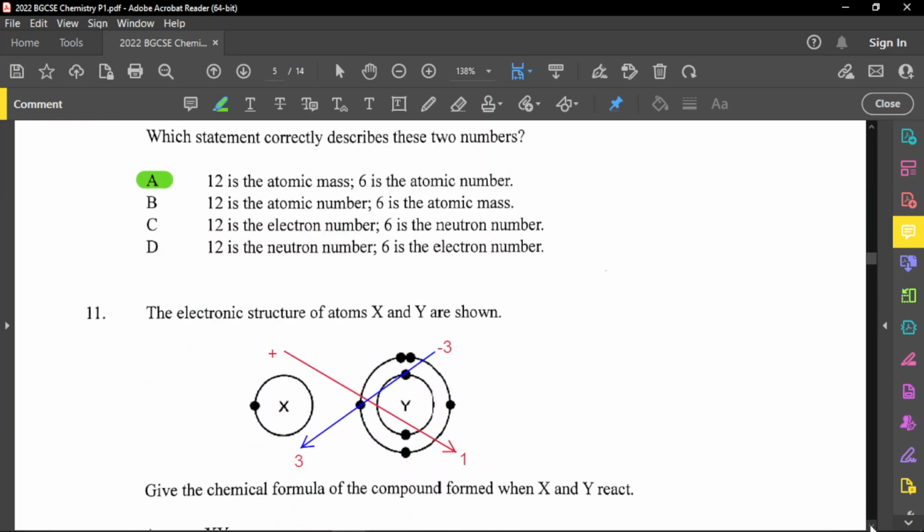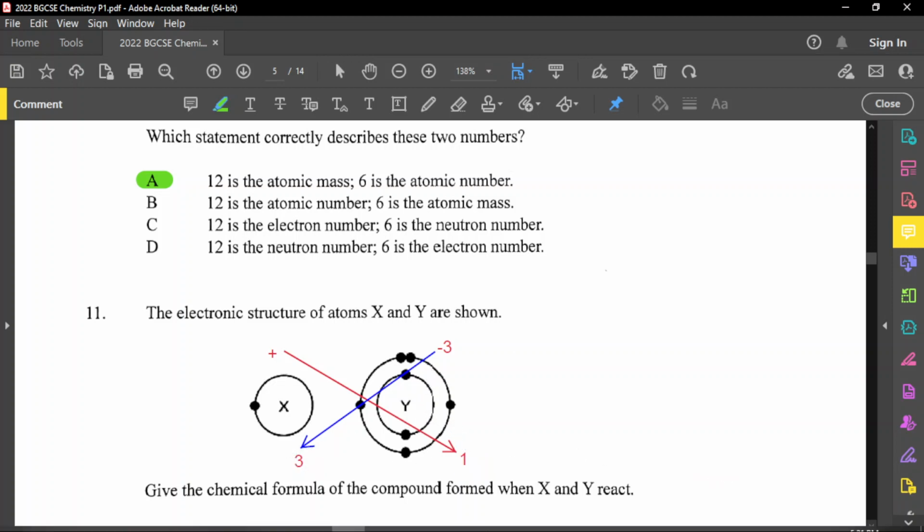Number 11 says the electronic structure of atoms X and Y are shown. So I have X and Y here. I just put some extra things here to make it fast and easier. I want to point out something: structure X has one valence electron, so we consider it to be a positive 1, right? And Y has 5 valence electrons, so it will become a negative 3. The easy way to do this is just to do the crisscross thing. So we cross over and carry 1 to the bottom of Y and 3 to the bottom of X.